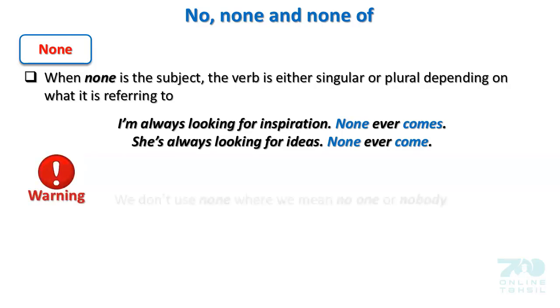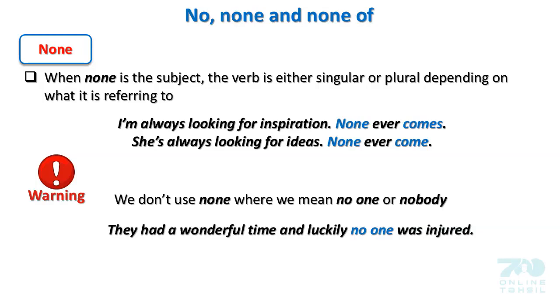Warning. We don't use none where we mean no one or nobody. They had a wonderful time, and luckily no one was injured. Not: and luckily none was injured.